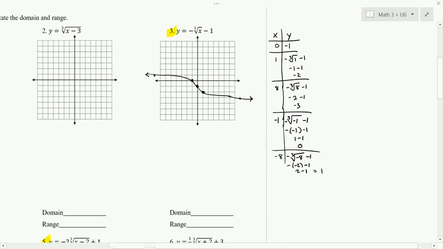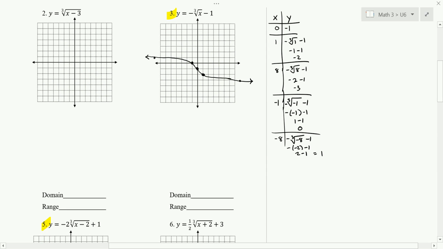The cube root function goes as far left and far right as we want, also drops down as low or as high as we want. So both the domain and range are going to be from negative infinity to infinity.